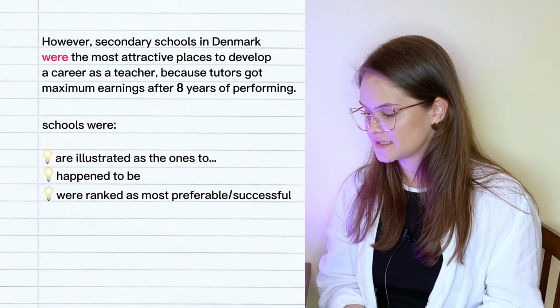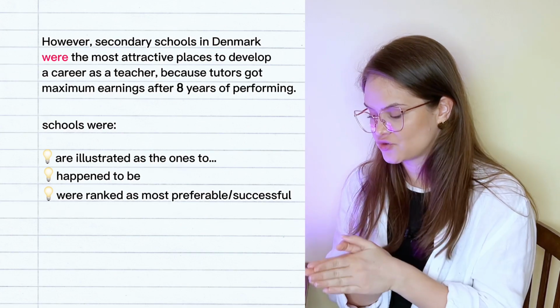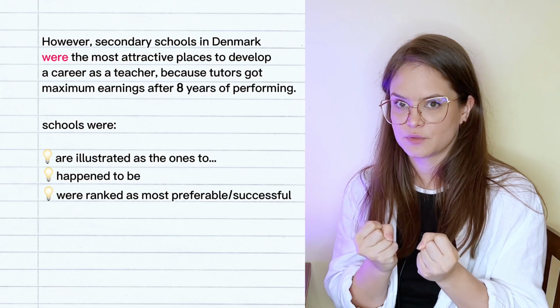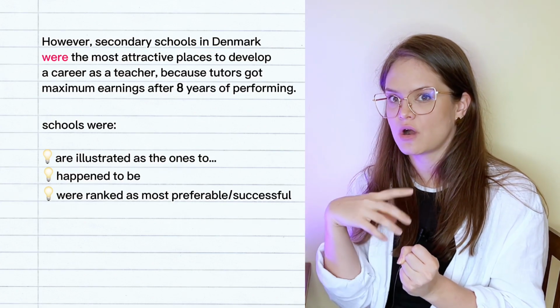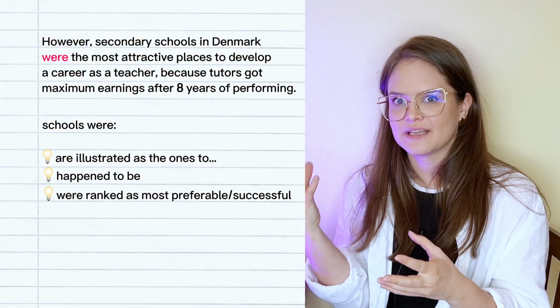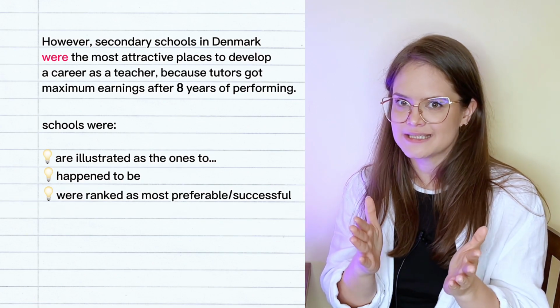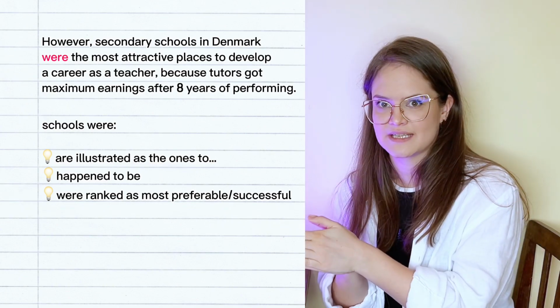So what happens in this case? In two instances, like are illustrated as and were ranked as, we actually get hold of the verb to be, but we add additional words which are part of the construction of the whole phrase, which add up the level. Thus, the verb to be, as it is, does not contribute to the oversimplification of the sentence.